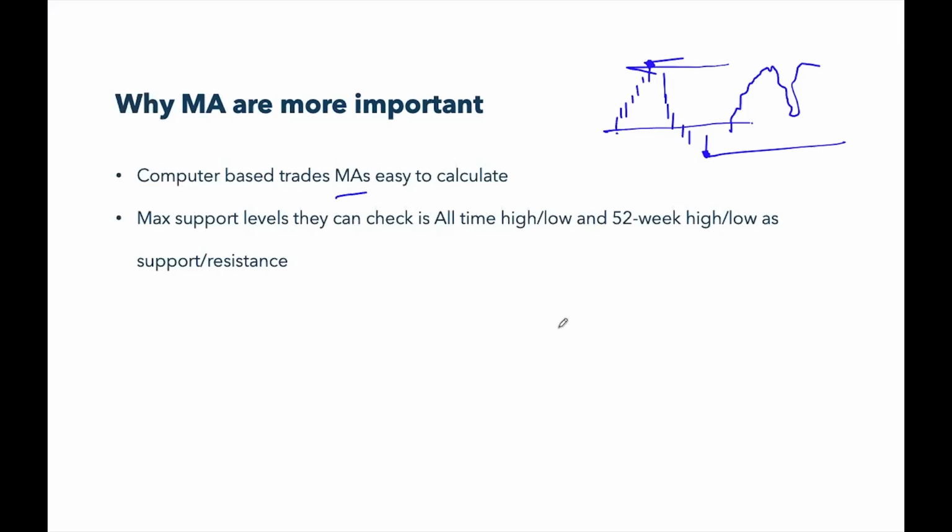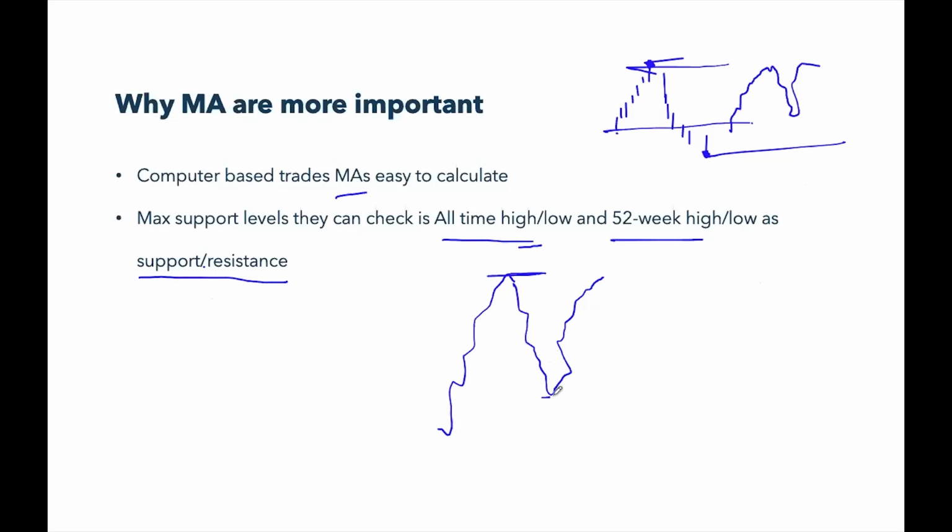Maximum support levels that computers can check are all-time highs and lows, or 52-week highs and lows. These are very easy for them to calculate, because those are stored points. Let's say a stock has made a high like this, and it has corrected. Next time it comes down, this would be a clear-cut support from them, and this would be another support level. So this is easy for computers to calculate.